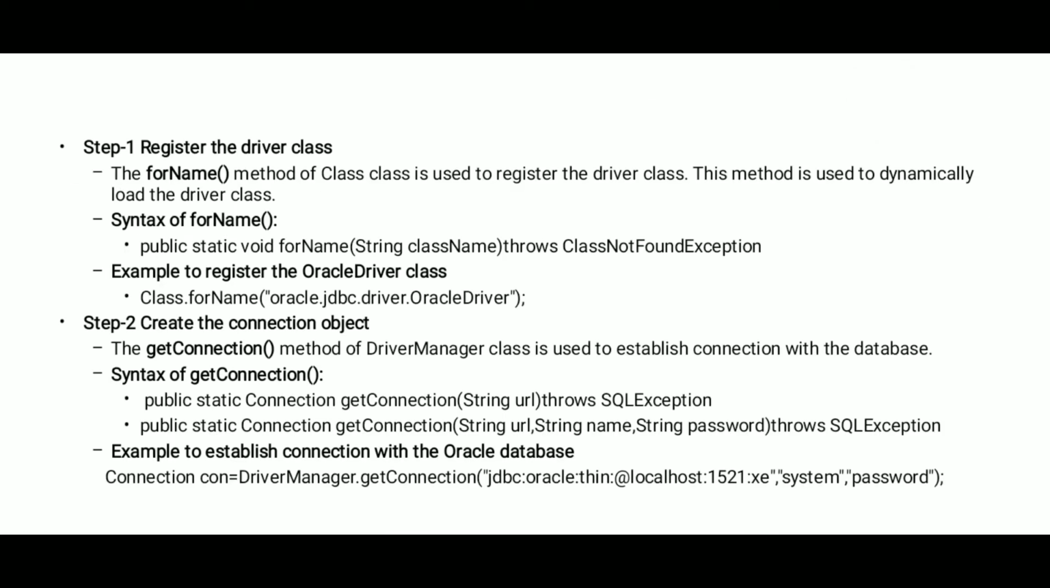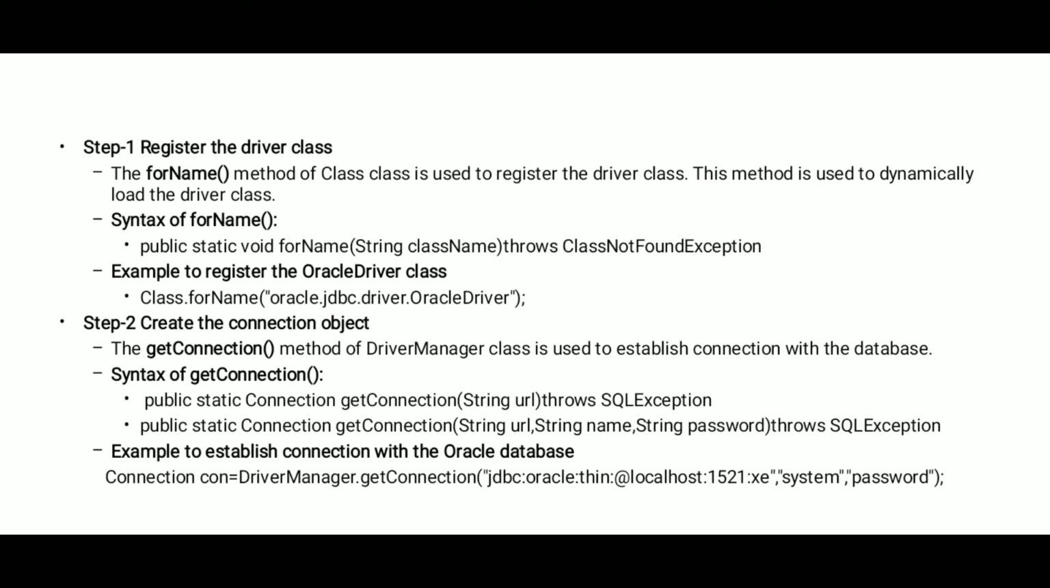So the first one is to register the driver class. In this step 1 you use the forName method, which is used to register the driver class, and this method is used to dynamically load the driver class. It means the forName method takes the database driver information as a parameter, and using the forName method the DriverManager handles that database driver, which defines which database you can use for the database connectivity. For this, the database driver is needed, and it is applied in the forName method of Class.